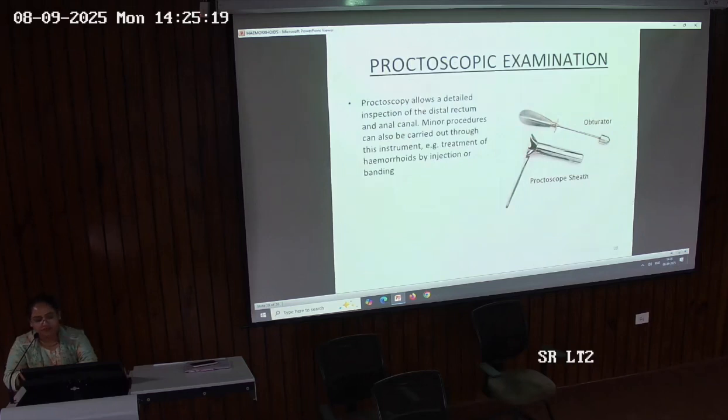This is the instrument. देखा है किसी ने proctoscope? Examine किया है? Proctoscopy allows a detailed inspection of the distal rectum and anal canal. Minor procedures can also be done, like treatment of hemorrhoids by injection or banding.